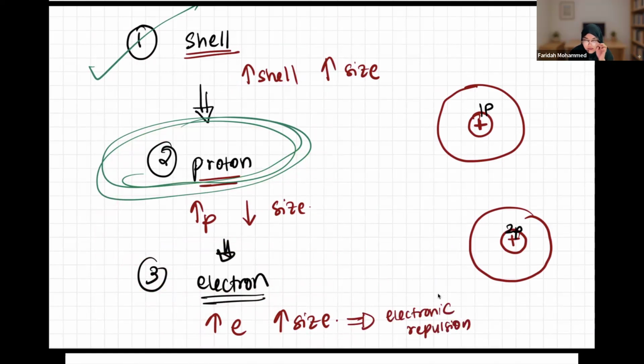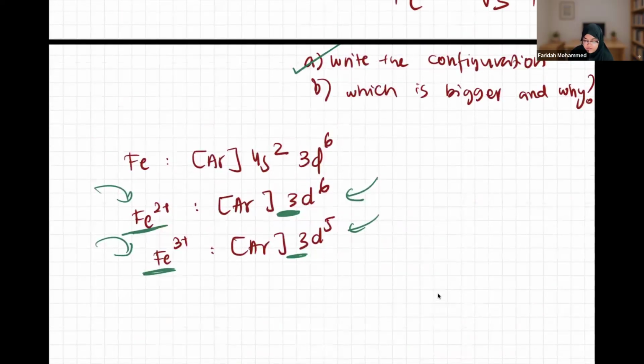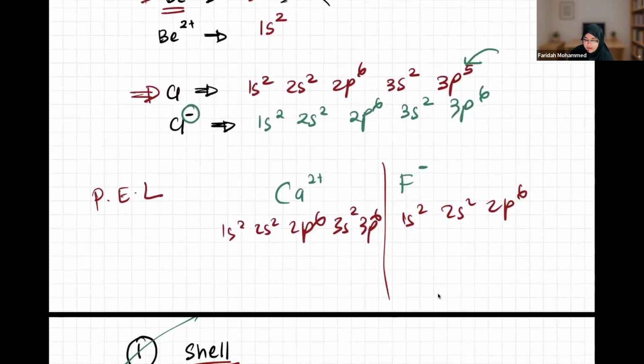Bigger size, higher radius, same thing. So when comparing Fe2+ and Fe3+, we see that Fe2+ has a higher number of electrons, so it is going to be bigger because there is more electronic repulsion. So that's a recap of what we did yesterday.